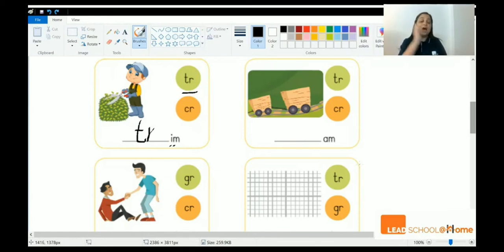Tram. Now, think of the blend that you hear in the word tram. Which blend do you hear? This one or this one? Yes, we hear tr here. So we hear this blend here. Let's write tr here. Write it with me in your workbook. Tr and tram.